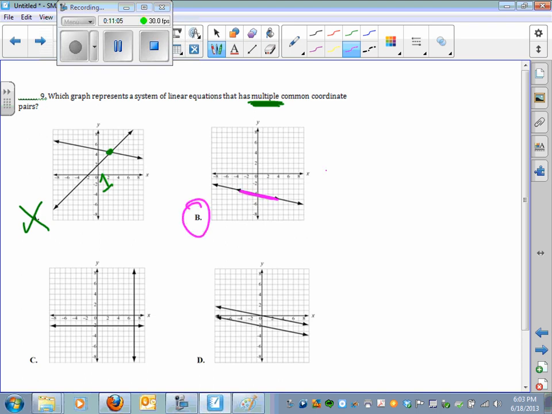But let's just go through and look at these again. That crosses in one place. Lines don't loop back around. The answer is not C. D, these are parallel. Parallels never cross, so they have no common coordinate. So it's not D, so the answer is B.